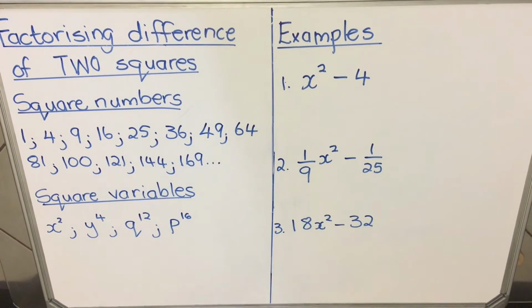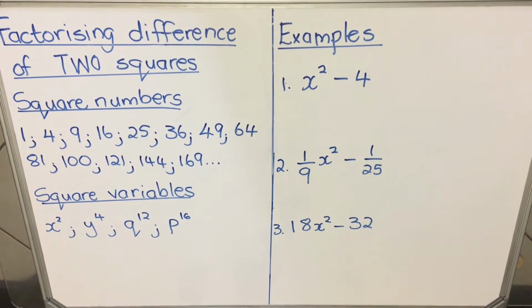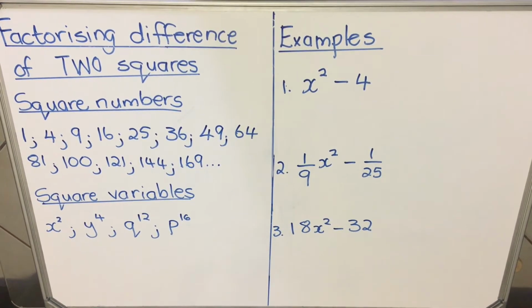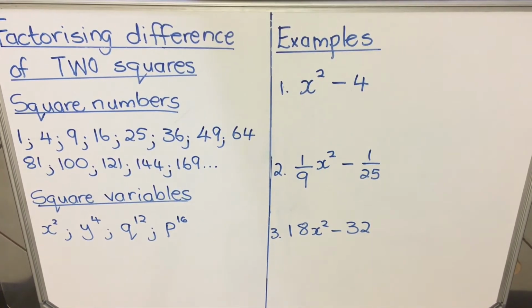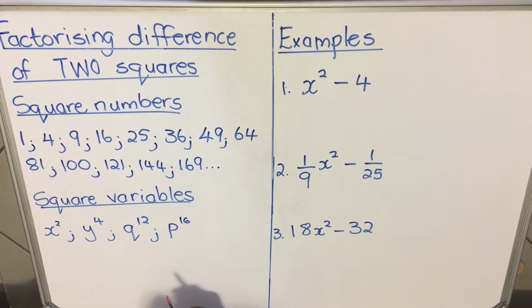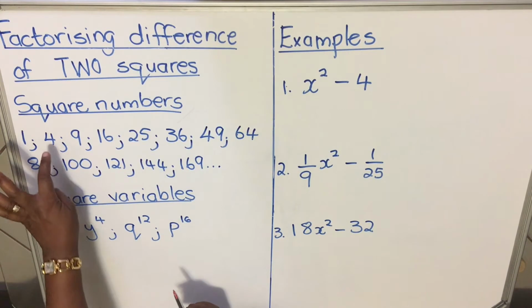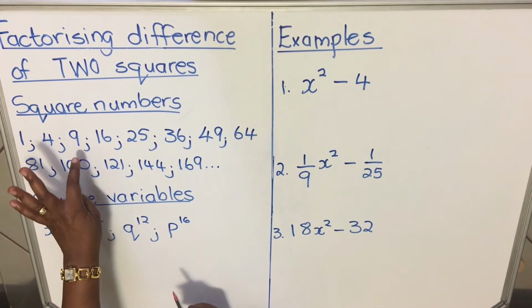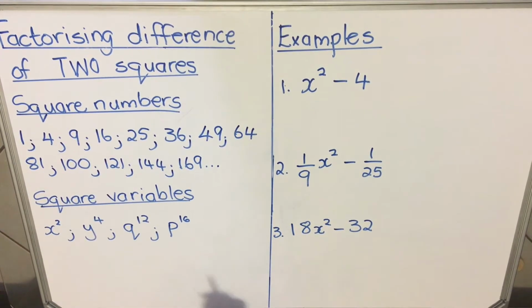There are square numbers and square variables. A square number is a number that you multiply by itself to get that number. 1 times 1 is 1, so 1 is a square number. 2 times 2 is 4, so 4 is a square number. 3 times 3 is 9, so 9 is a square number.